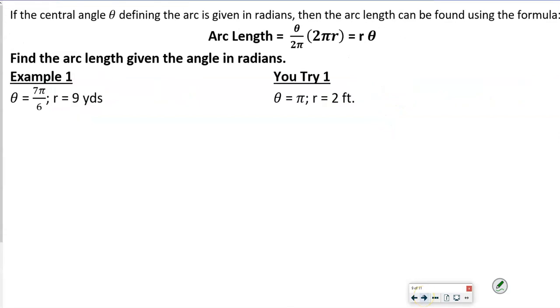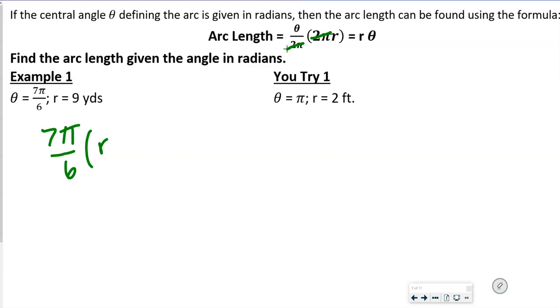Okay, so then this next part says if the central angle theta defining the arc is given in radians, then the arc length can be found by using the formula. So basically, this shows you why the arc length works. If we cancel out the 2 pi and the 2 pi, what are we left with? Just theta times the radius, right? And theta is just in radians, okay? So all we have to do here is do 7 pi over 6 times r, right?